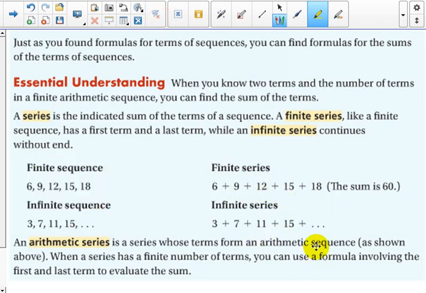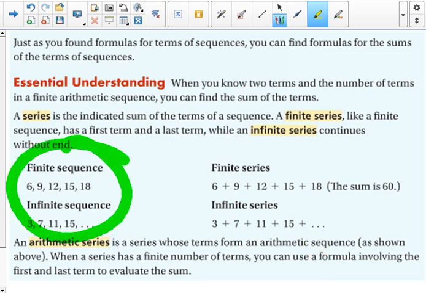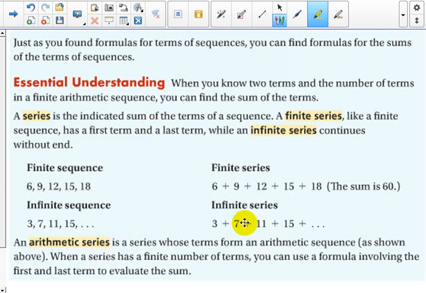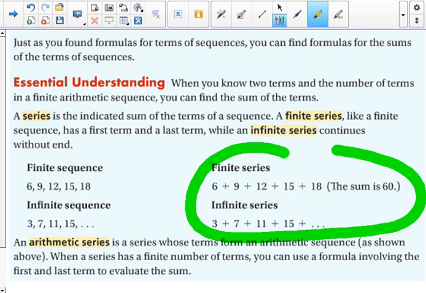So here's another example over here. On this side, we're talking about sequences, right? A sequence is just an order of terms. Here we have 3, 7, 11, 15, and it's infinite, so it goes on forever. The finite sequence has a beginning and an end, and a specific number of terms. Now, when you look at the series, a series is the summation of these.